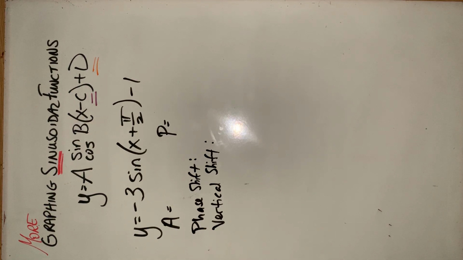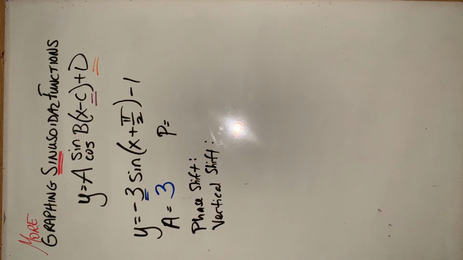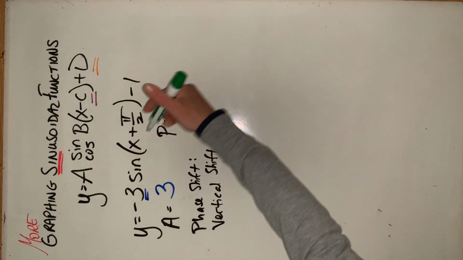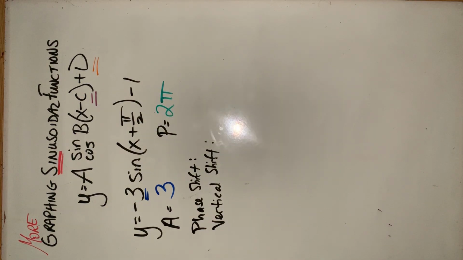Okay, so our amplitude is 3, just the absolute value of A, right? Again, the negative is going to be a reflection over the x-axis, but doesn't affect the amplitude itself. Our period will be, well, what's B? B is typically the coefficient, right? Since we don't have anything there, that's just a 1, so the period hasn't changed. The period is just 2 pi.